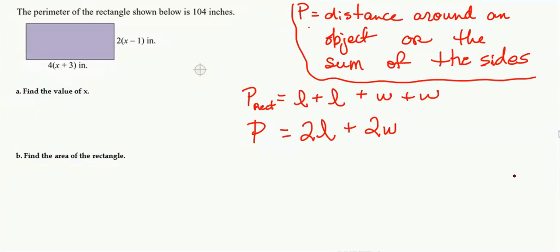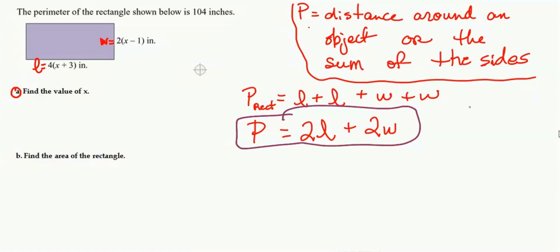Okay, here we go. So we're asked to find first the value of x. It really doesn't matter which one you label length and width, it's fine. We'll let the width be 2x minus 1, and we'll let the length be 4x plus 3. And so we'll just go ahead and plug in what we know. You plug in the things that you have information for. So in other words, what do we know from this formula? What information do we have?